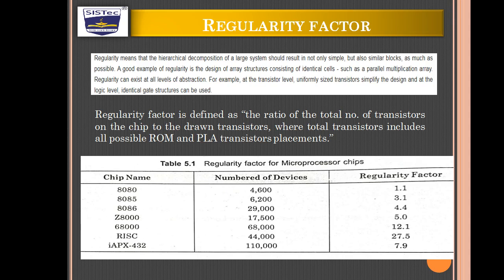If we take an example, in our design, an array structure consisting of some identical cells, like a parallel multiplication array, then we have identical cells. In other words, we can use resource reuse. At the transistor level, uniformly sized transistors simplify the design, and also at the logic level identical gate structure can be used.